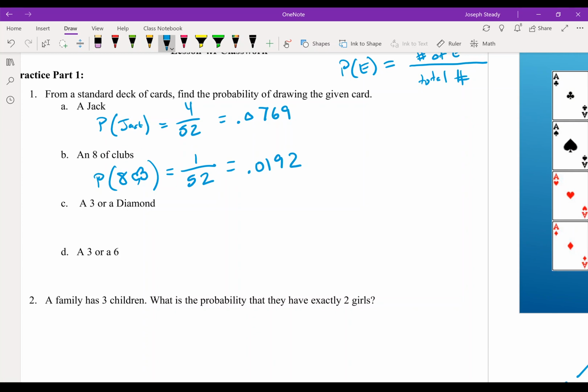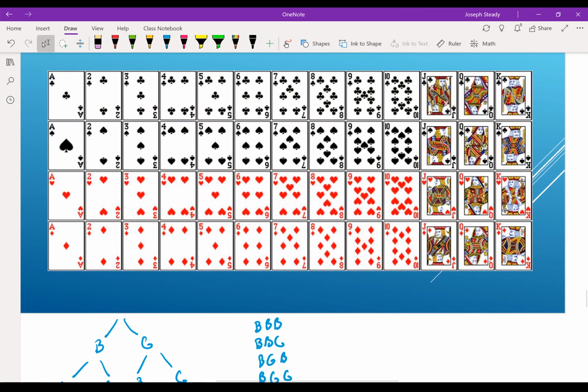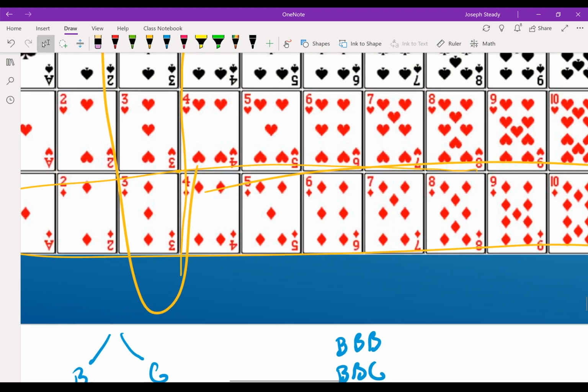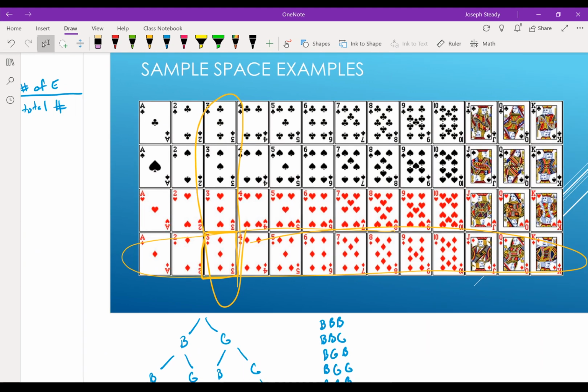A 3 or a diamond. This one we have to be careful with. Let's come over here. So here are all of my diamonds, and here are all of my 3s. I want to count how many cards that is. But I have to be careful. I don't want to count this one twice, because I don't have 2 chances to draw it. It's still only 1 physical card.